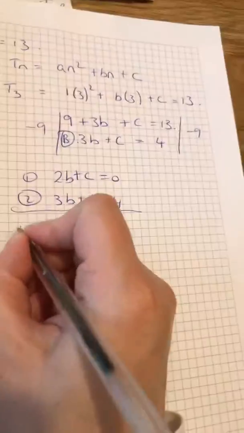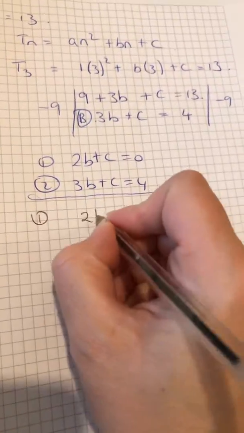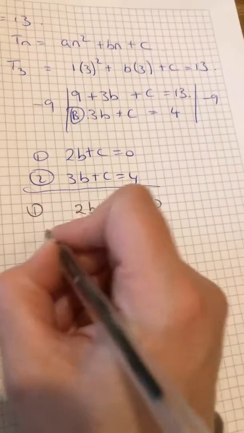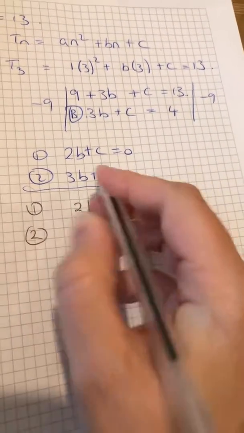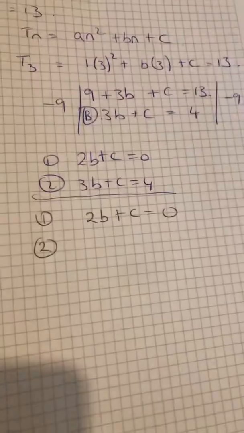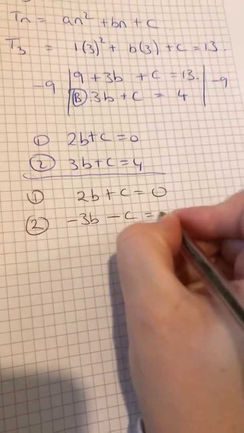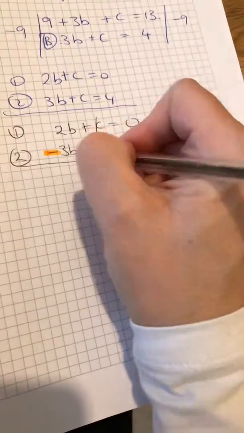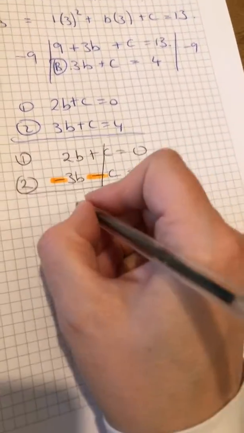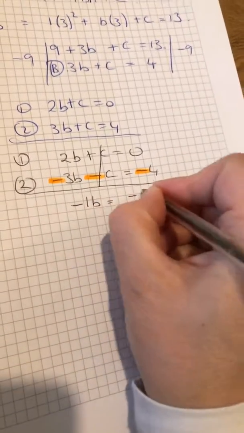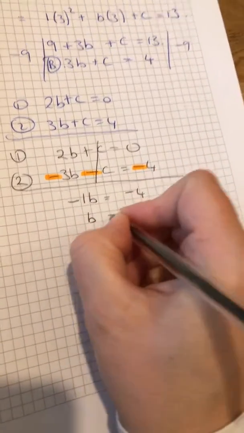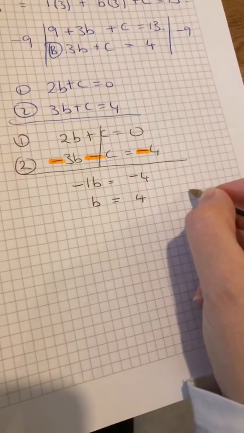So I'm going to keep equation 1 exactly as it was. 2b plus c is equal to 0. And for equation number 2, I'm going to change all signs across the line. So it's going to become minus 3b minus c is equal to minus 4. So I've gone minus, minus, minus. Okay. We now add our 2 equations together. Our c's disappeared. So 2b minus 3b is minus 1b is equal to minus 4. And then plus b is equal to plus 4, changing the signs across the line.